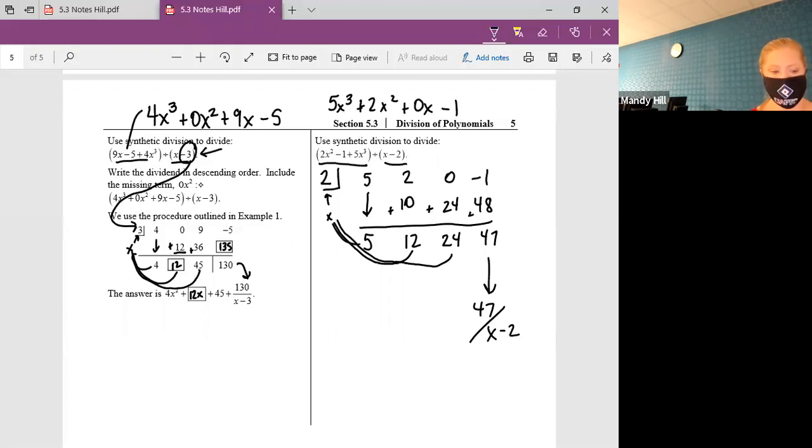That's your remainder. The rest of the terms, the 5, the 12, and the 24, you're going to have one less than what you started out with. And we started out with an x to the third, so this needs to be 5x squared plus 12x plus 24. And since it was a positive 47, plus 47. And that is it. On 5.3.